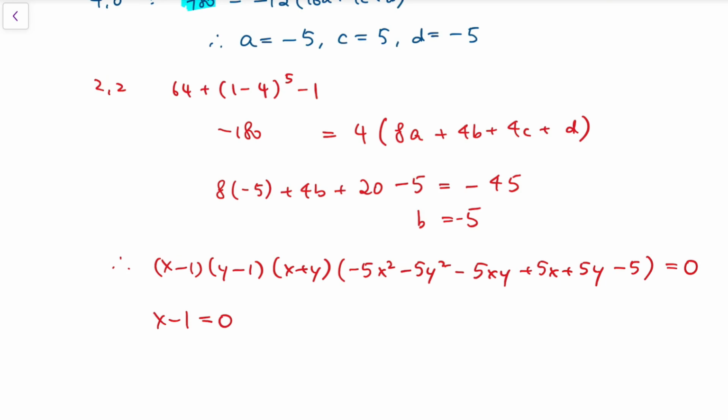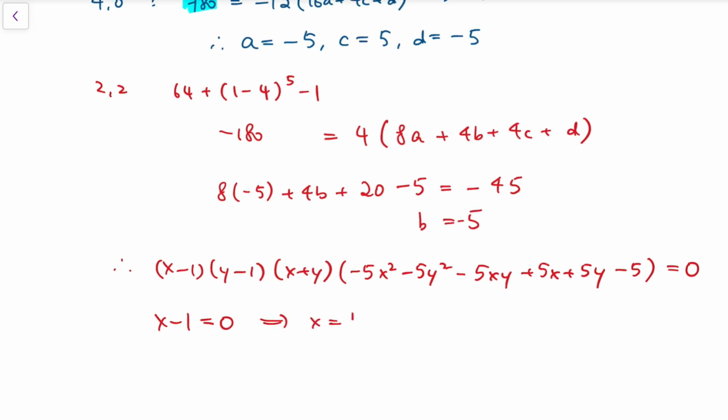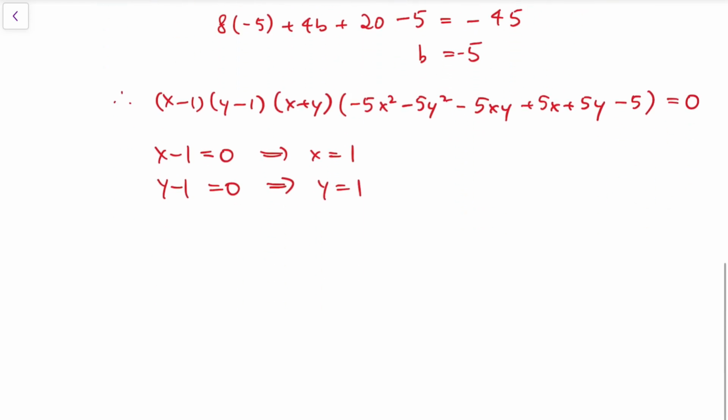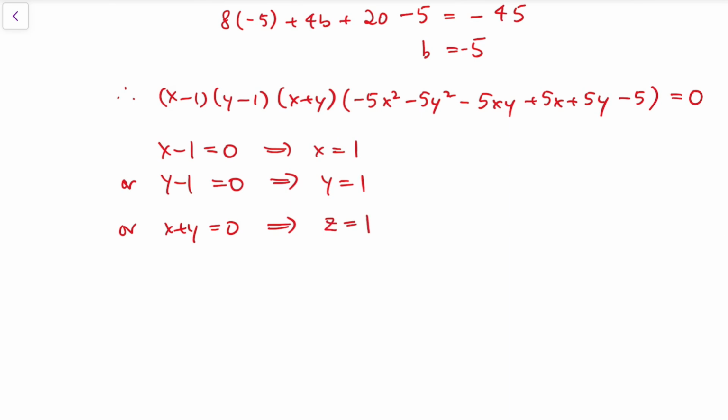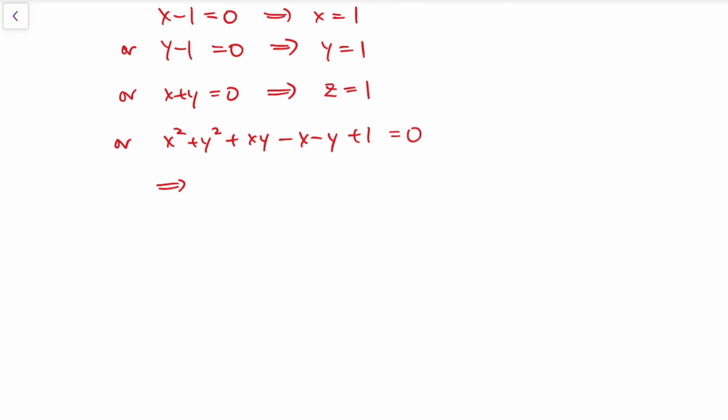I can also divide both sides by minus 5, so we have either x minus 1 equals 0, which implies x equals 1, or y minus 1 equals 0, that implies y equals 1, or x plus y equals 0. This actually implies z equals 1, because the sum of x, y, z should be 1. And in fact, this actually matches the symmetry between x, y, and z. The final case would be, after dividing by minus 5, we have x squared plus y squared plus xy minus x minus y plus 1 equals 0.